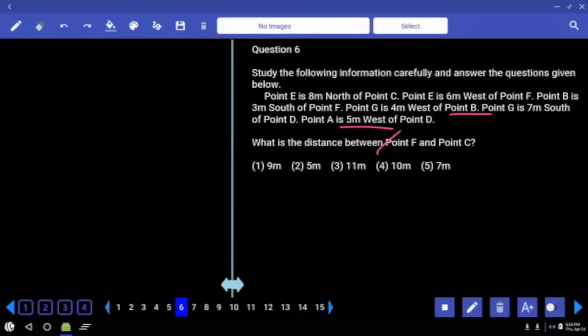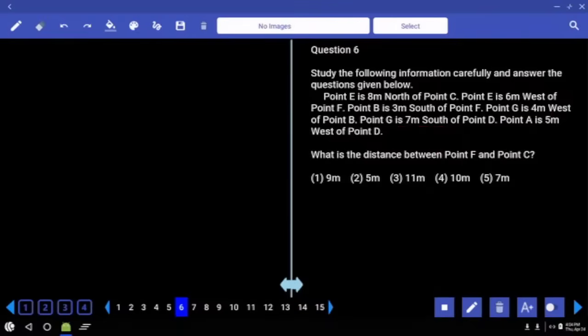Now questions 6 to 8. Tell me, first or second priority? Definitely first priority, questions 6 to 8. Directions. Now E is 8 meters to the north of C.